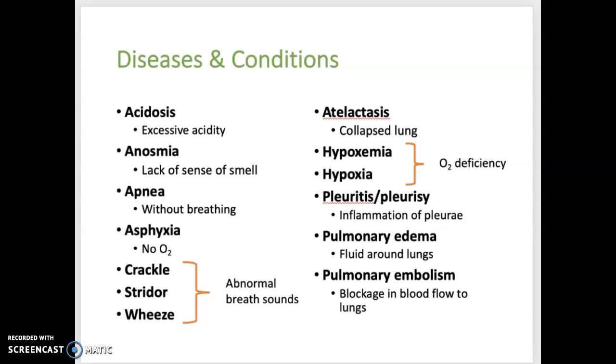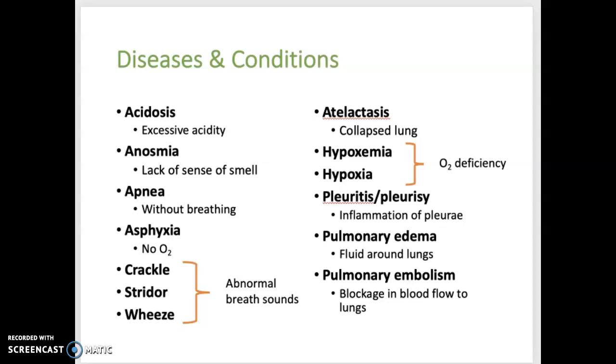Pleuritis, also known as pleurisy, is inflammation of the pleural membrane. Remember, that surrounds the lungs. Pulmonary edema is fluid accumulation in the pleural cavity. A pulmonary embolism is a blockage in an artery supplying the lungs.